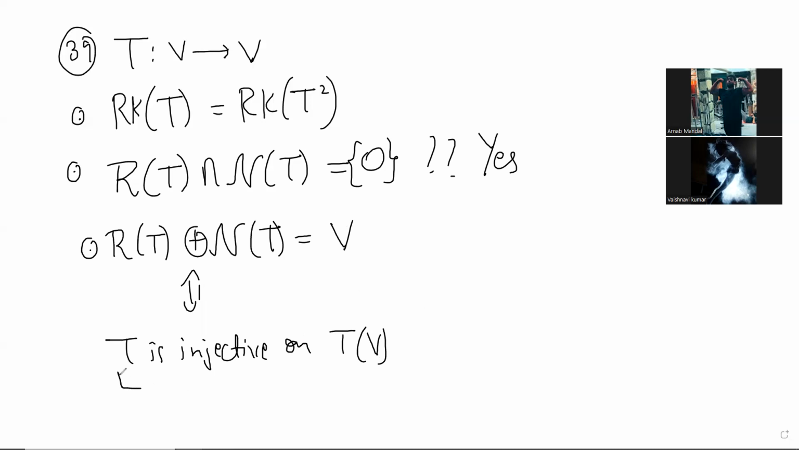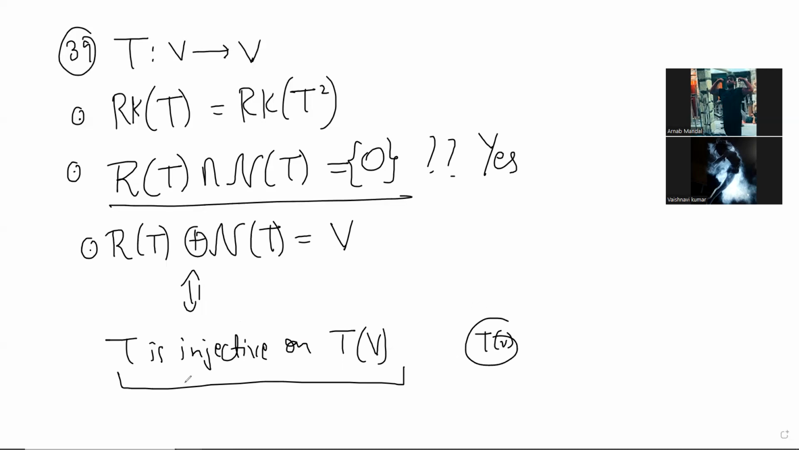So this does it, no? Because on TV, if you take some vector TV, here T is injective. So TV cannot be in the null space of T. And that's why this is true. You just check, all of them are equivalent. Okay.